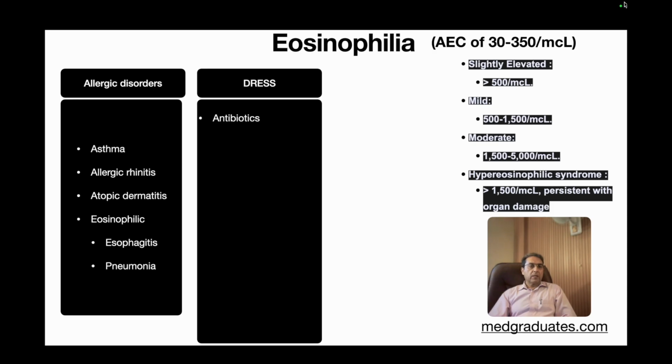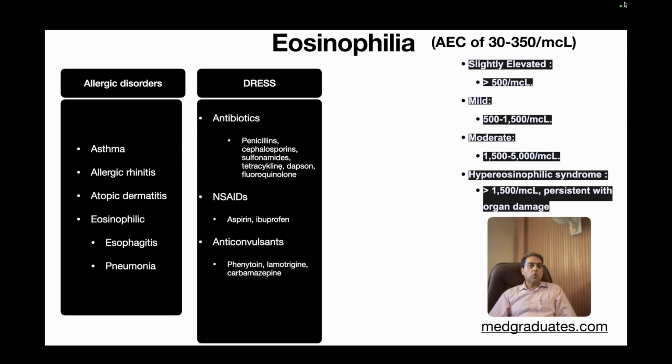This may be caused by many drugs like antibiotics, for example, penicillins, cephalosporins, tetracyclines, sulfonamides, dapsone, the fluoroquinolones. It may be caused by NSAIDs like aspirin and ibuprofen, drugs like anticonvulsants including phenytoin, lamotrigine, carbamazepine. They can cause eosinophilia, and then certain other drugs like allopurinol, methotrexate, antiretroviral treatment, for example, abacavir, they can cause eosinophilia. So when there is eosinophilia, take the history of drug intake.